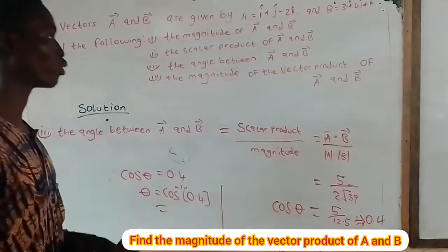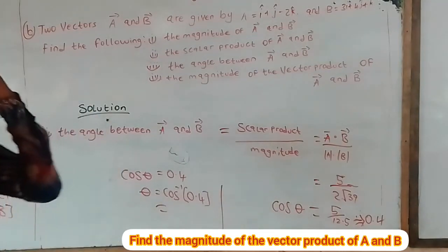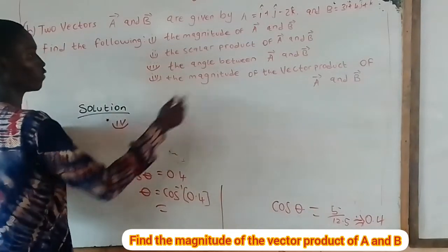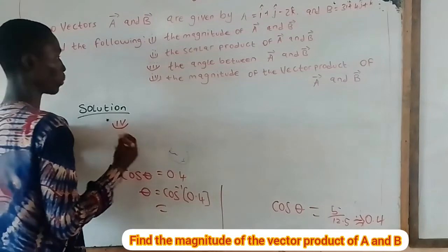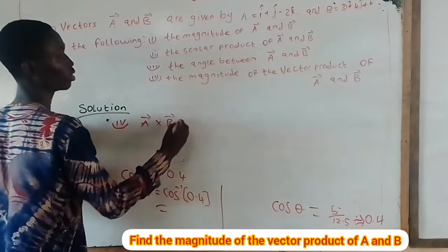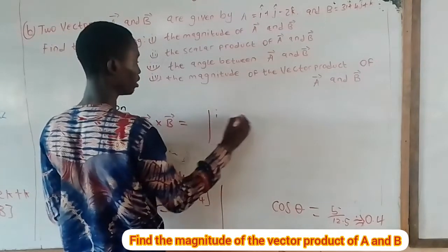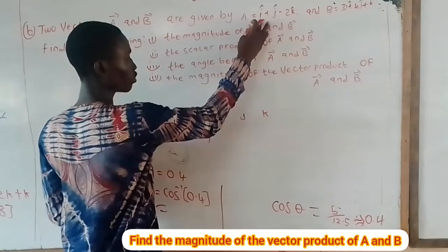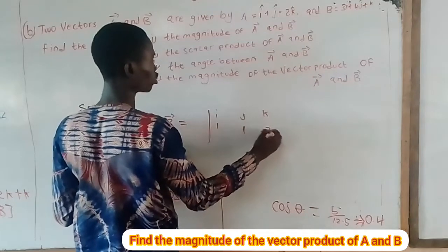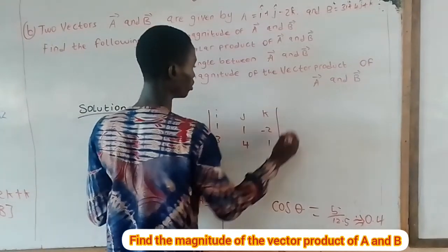What is the other name for vector product? Vector product, another name is known as what? Cross product. Sorry for saying that. Looking for the vector product, and looking for the cross product. So I'm going to look for the cross product first. So the cross product, and that is me having, we are going to I, J, K. Coefficient of this I is 1. Coefficient of this J is 1. K is minus 2. And the other one is 3, 4, 1.